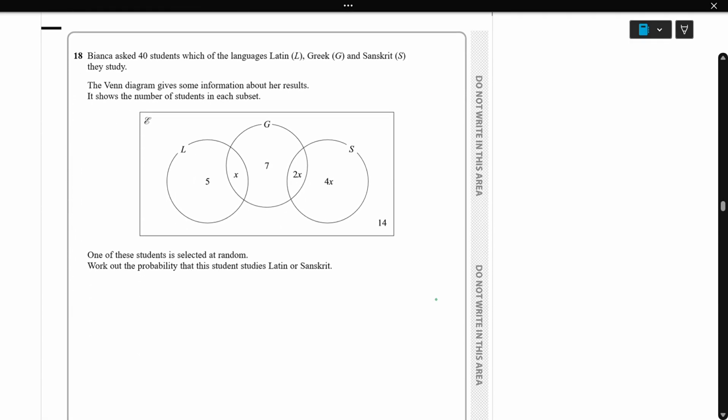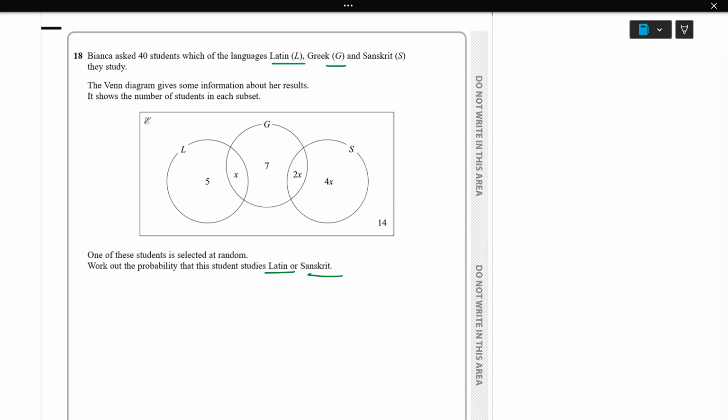Next, question 18. Venn asked 40 students which of the languages Latin, Greek and Sanskrit they study. The Venn diagram shows the result, with the number of students in each subset. One of these students is selected at random. Work out the probability the student studies Latin or Sanskrit.